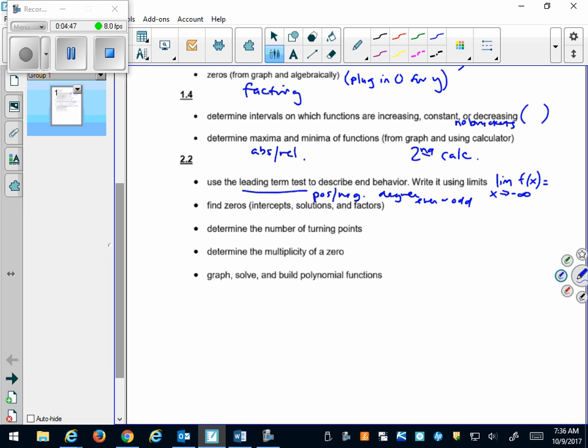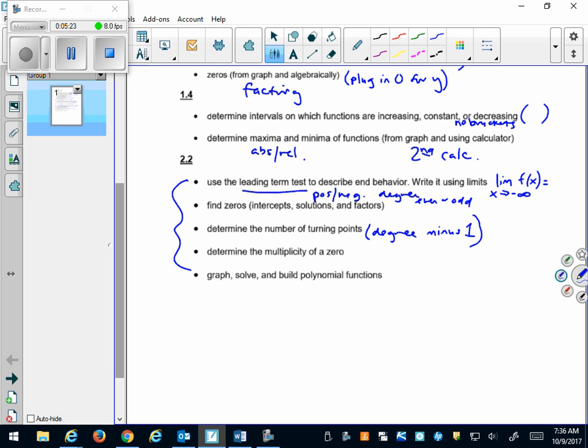Determine the number of turning points. Remember, that's just one less than the degree. Degree minus 1. And then the multiplicity of a zero, that's how many times that factor occurs, and that determines whether it bounces or crosses, touches or crosses the x-axis. And then just generally being able to graph. So you're pulling all this together to be able to accurately graph a function. Okay?